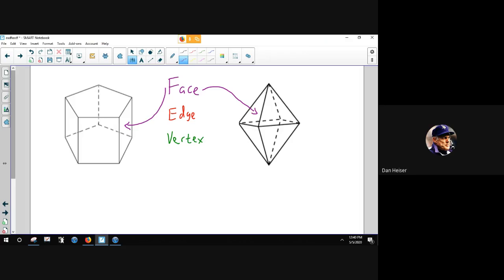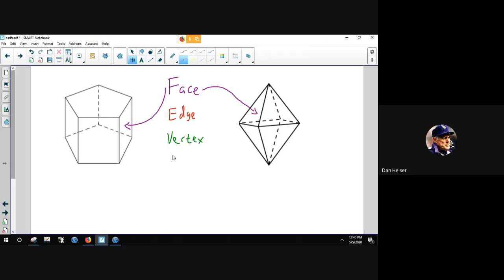This figure on the left has a total of 7 faces. You have 5 walls going around. You have the floor and the ceiling that are each pentagon shaped. These walls are each parallelogram.